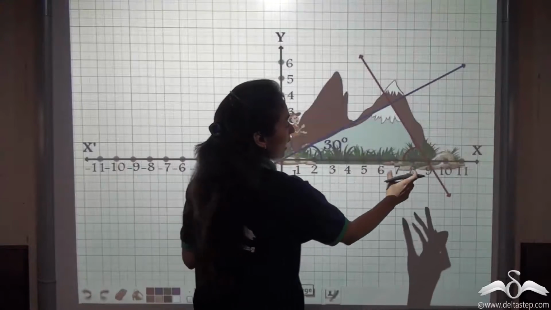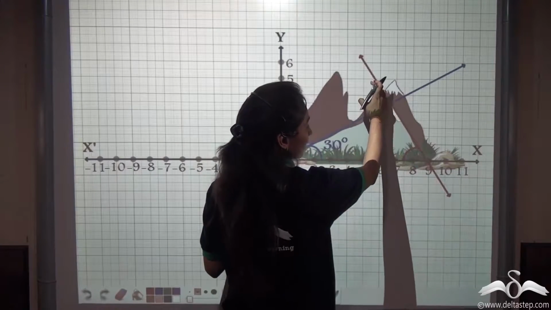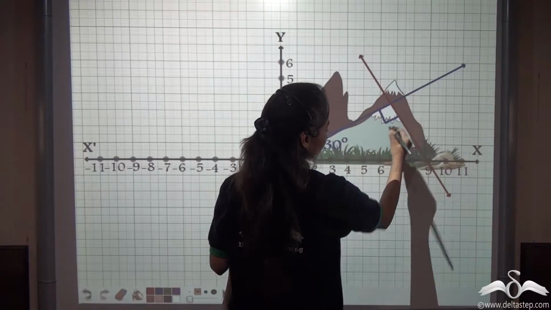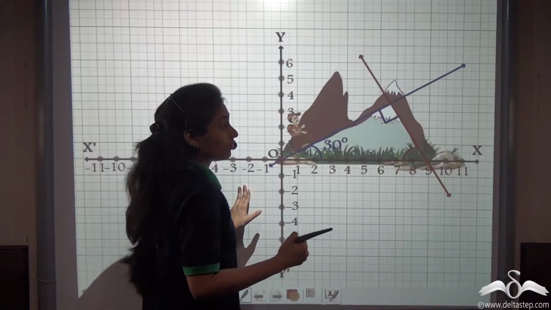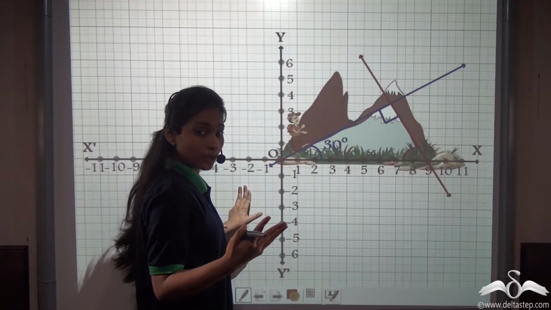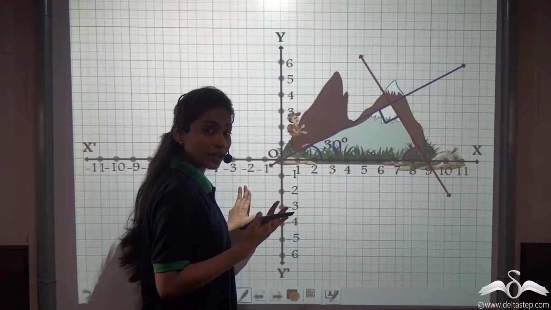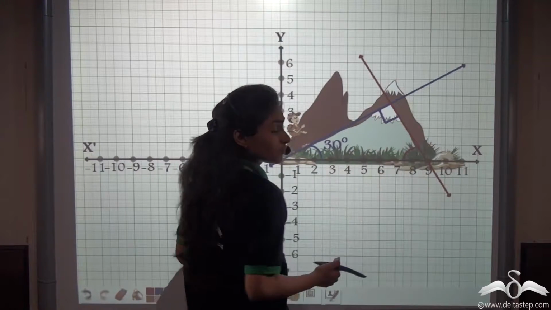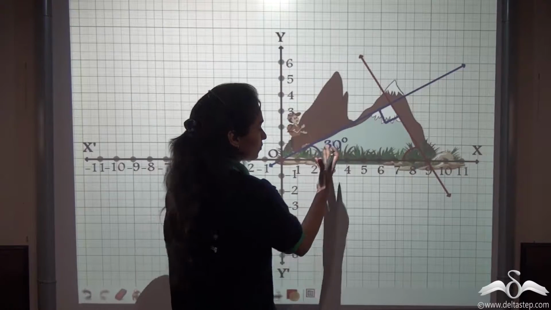And he saw that this line, that is the red line, was perpendicular to this blue line. But he does not know the angle of inclination of the red line. But to calculate the slope of two lines, he needs to have the angle of inclination of both the lines. Now how can he find out the angle of inclination of this line? First let us solve this problem.